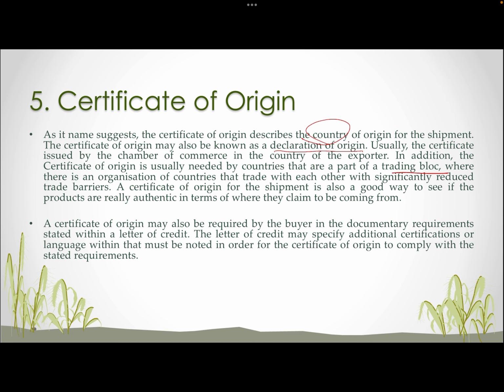Okay, a certificate of origin for a shipment is also a good way to see if the products are really authentic in terms of where they claim to be coming from. So this document is required by the buyer in the documentary requirement stated within a letter of credit. The letter of credit may specify additional certificates or language within that must be noted in order for the certificate of origin to comply with the stated requirement.